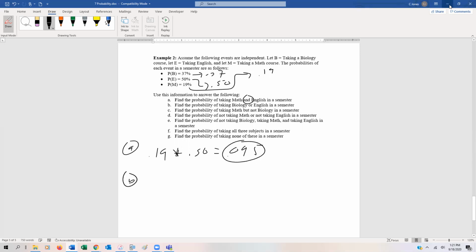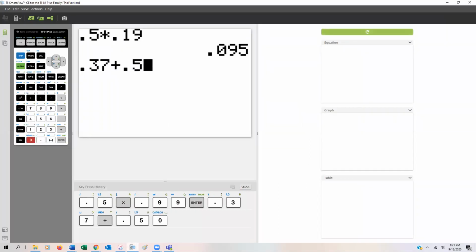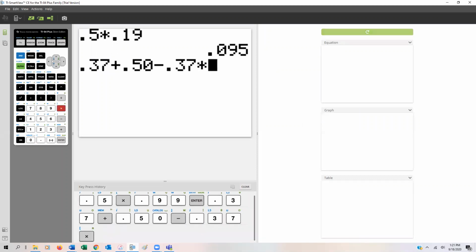Second example, find the probability of taking biology or English. For biology, it's 0.37. Since we have an or, we're going to add English. But then remember, because they're independent, we have to multiply and then subtract that out from the sum. So we're just going to throw that into our calculator: 0.37 plus 0.50 minus 0.37 times 0.50. And 0.685 is our answer.